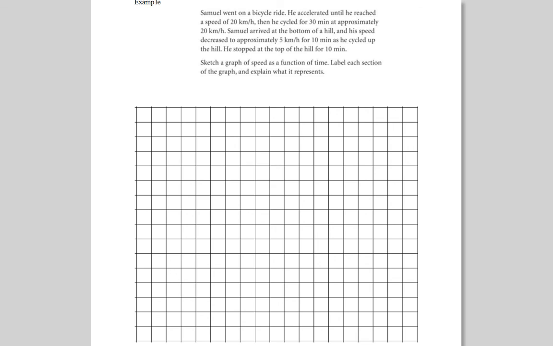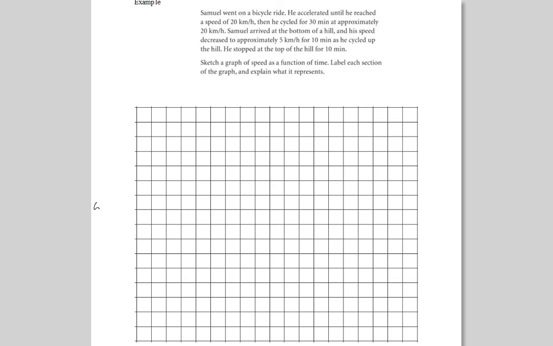Samuel went on a bicycle ride. He accelerates until he reaches a speed of 20 kilometers an hour. Because you have to start at zero speed, right? You hop on your bike, you have zero speed, you start pedaling, and he gets up to 20 kilometers an hour. And then he holds that speed, magically, for 30 minutes. Okay? So let's start there.